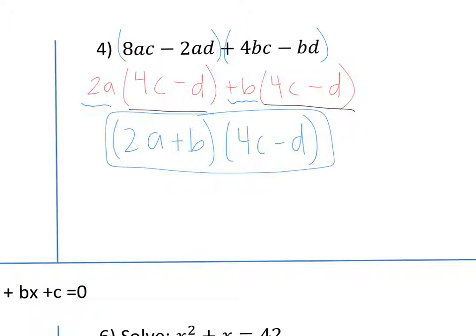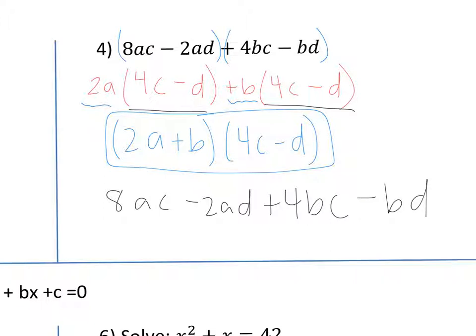And 2a times 4c is 8ac. 2a times negative d is minus 2ad. And then I have b times 4c, which is 4bc. And then b times negative d, which is negative bd. And so I get what I started with when I FOIL, so I know my answer is correct.